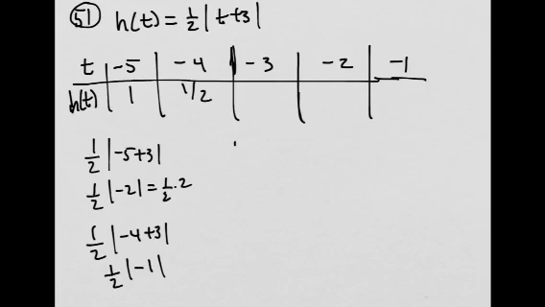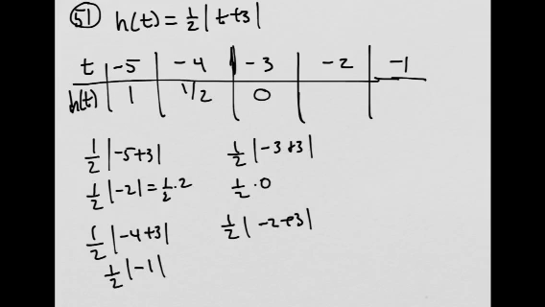And then the next one, 1/2 times the absolute value of negative 3 plus 3. So I get 0. So any number times 0 is 0. And then 1/2 times the absolute value of negative 2 plus 3 is 1. So 1/2 times 1 is 1/2. And then the last one, 1/2 times the absolute value of negative 1 plus 3, you get 2. So 1/2 times 2 is 1. And that's it.